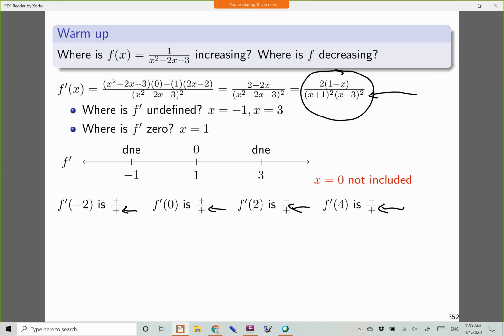So I'll just give you a moment to stare at that. What happens in this circled, factored version of f prime when you plug in x is -2, then you plug in x is 0? See if that makes sense to you with the numerator, if the plus and minus signs are as you expect them to be. I'll pause to let you think, and I'll pause for questions.